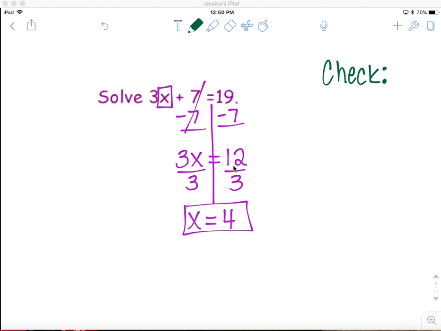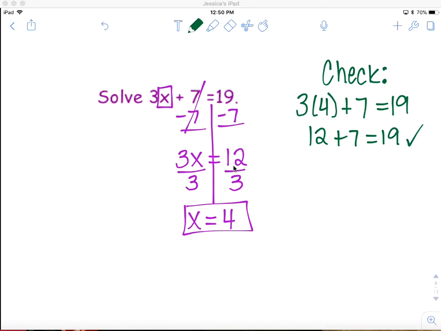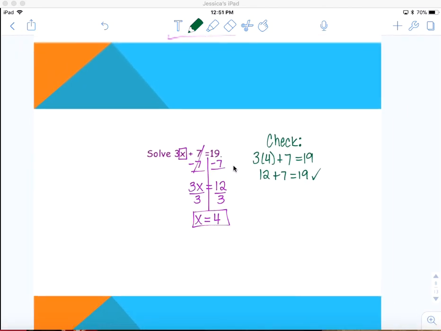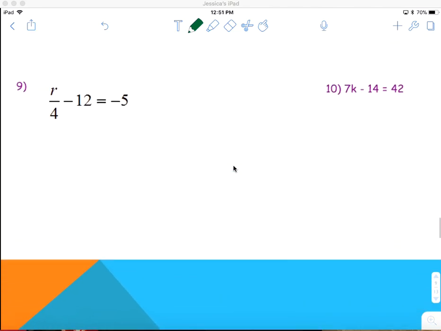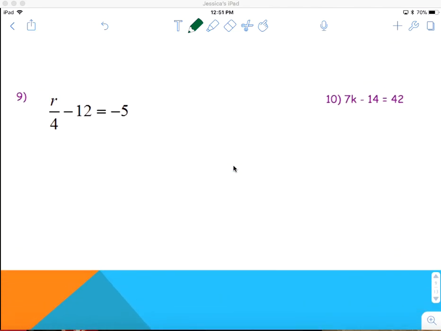If I plug 4 in for x, I have 3 times 4 plus 7 equals 19. Well, 3 times 4 is 12, and 12 plus 7 does equal 19. So I know I did it correctly. Go ahead and try 9 and 10, and then we'll check it.